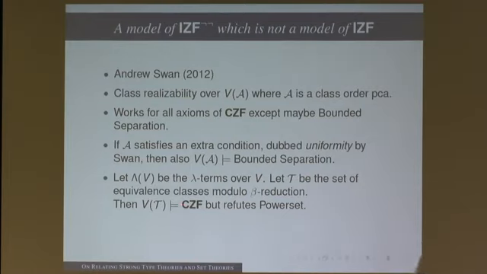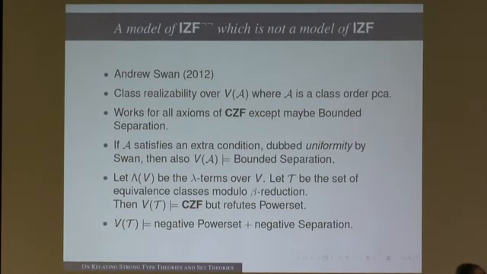He showed that this particular class realizability realizes CZF, but it refutes power set. Then I looked at it again, and it turned out that although it refutes power set, it validates negative power set and negative separation. So here we have actually a model which separates the two.